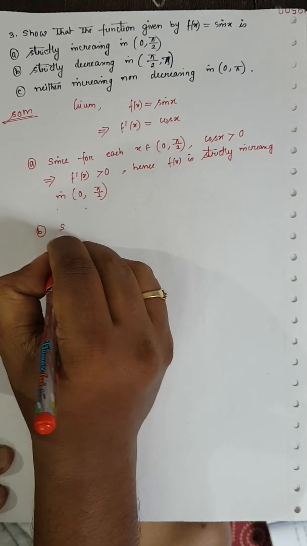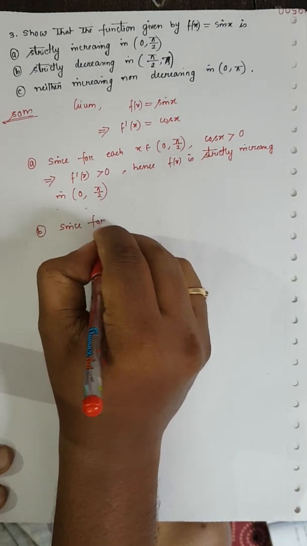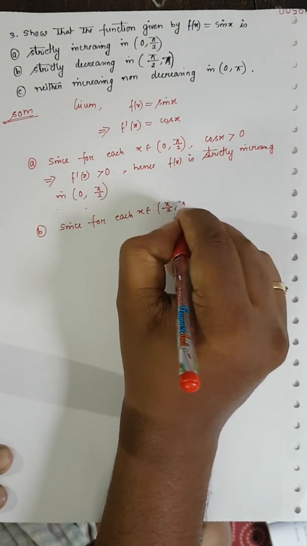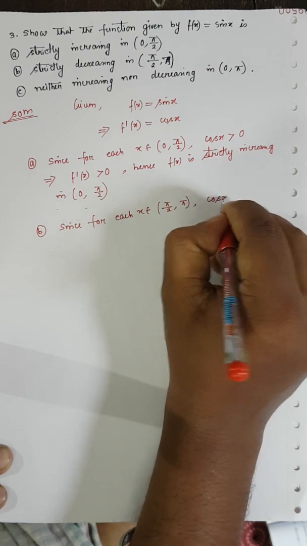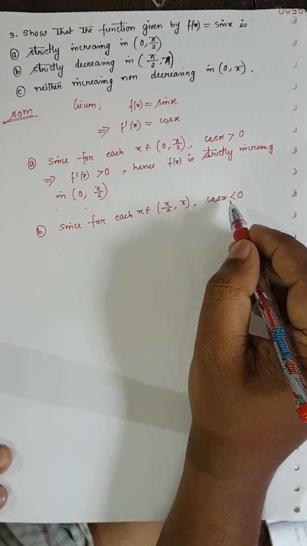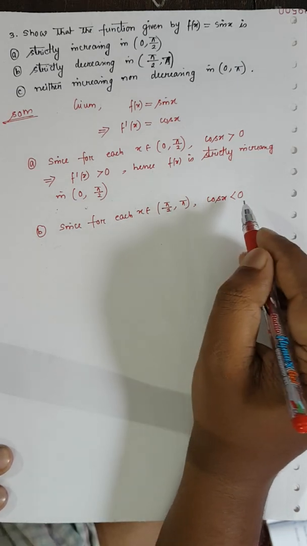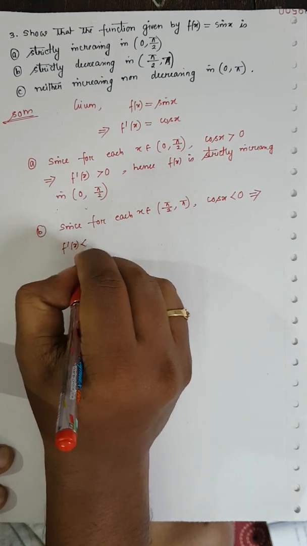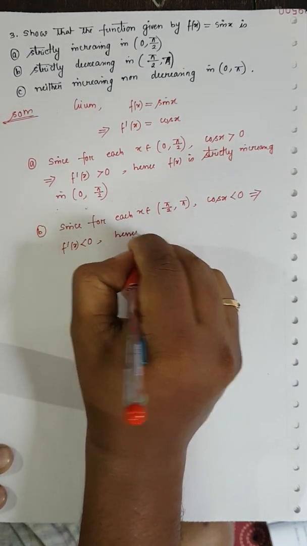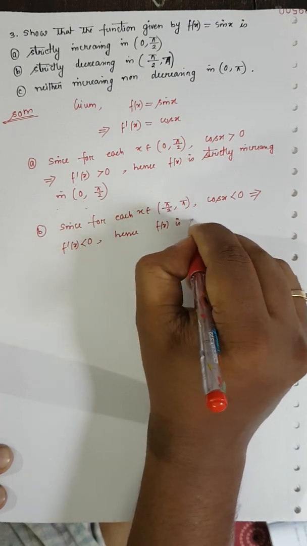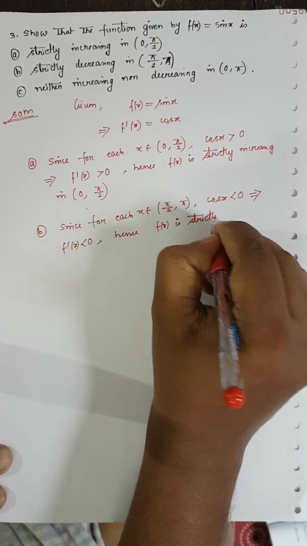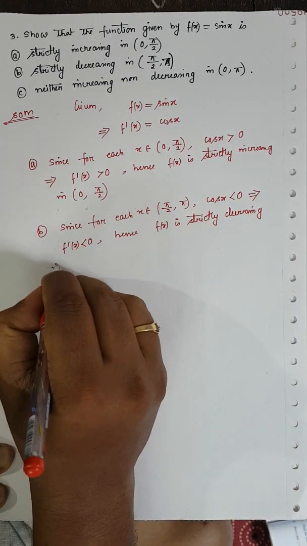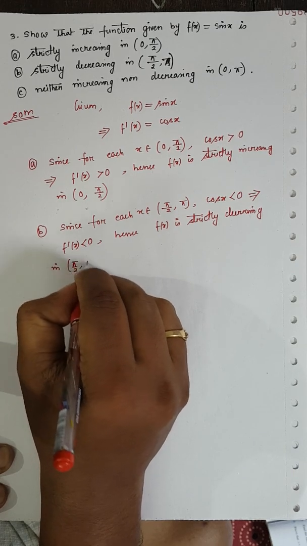Now number B, since for each x belongs to pi by 2 comma pi, cos of x is less than 0, because in the second quadrant the value of cos is negative. So cos of x is less than 0. It implies f dash x is also less than 0. Hence you can say that f of x is strictly decreasing in pi by 2 comma pi.